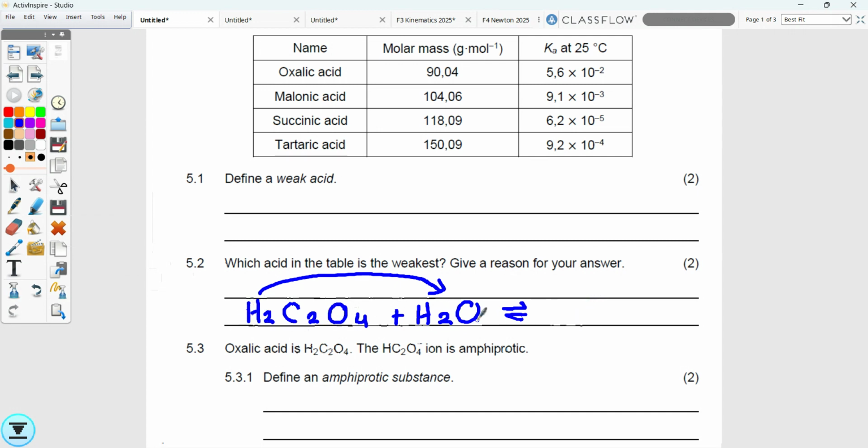So that one hydrogen is going to disappear. I still have the one hydrogen. C2O4. So that means we've donated one proton. Can this donate another proton? How many protons can it donate? 2. So what do we call an acid that can donate 2 protons? Diprotic. Thank you.